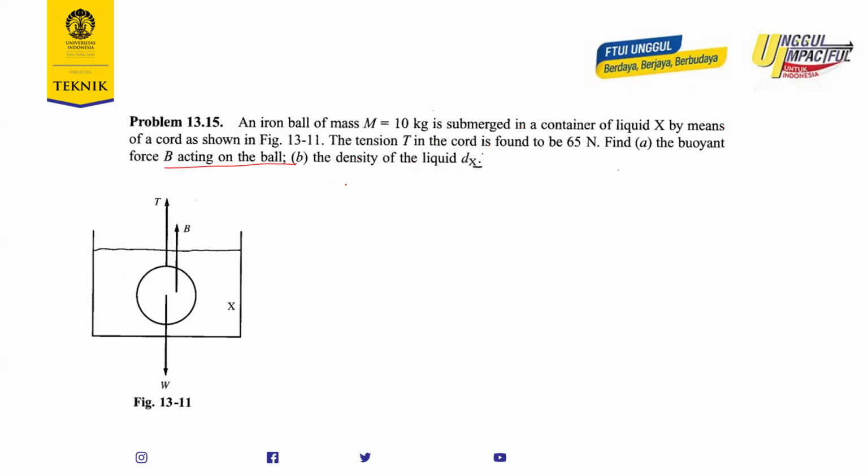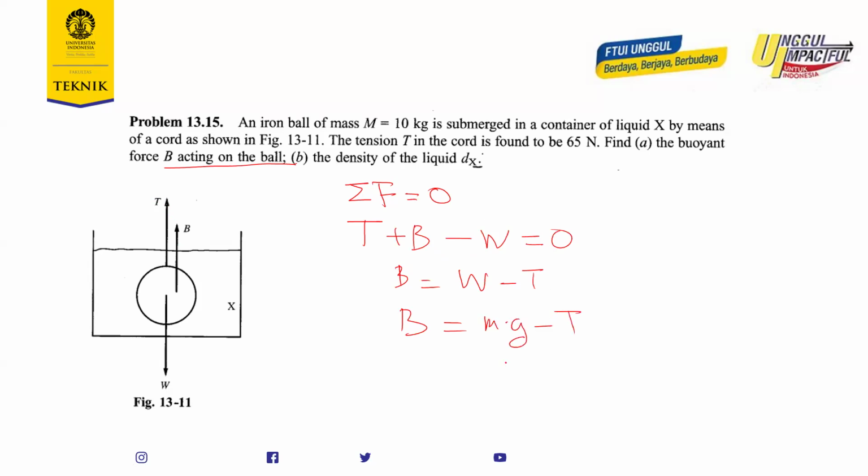By Newton's first law, the total force in the equilibrium state is equal to zero. So what are the forces here? The first is tension, right? Tension plus buoyant force minus the weight of the ball equals zero. So we can calculate the buoyant force B by W minus T. So B is the weight, mass times g, minus T, right?